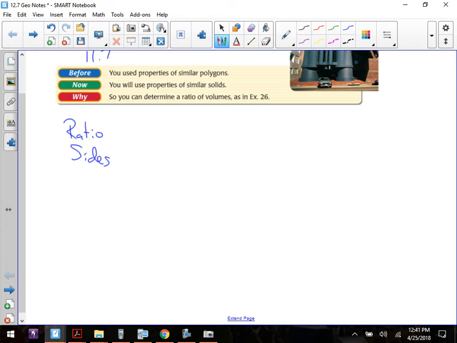They had the same ratio, it was A to B. Then they had what we called the scale factor, A to B. Those two were always the same. The ratios of the sides and the scale factor were always identical.